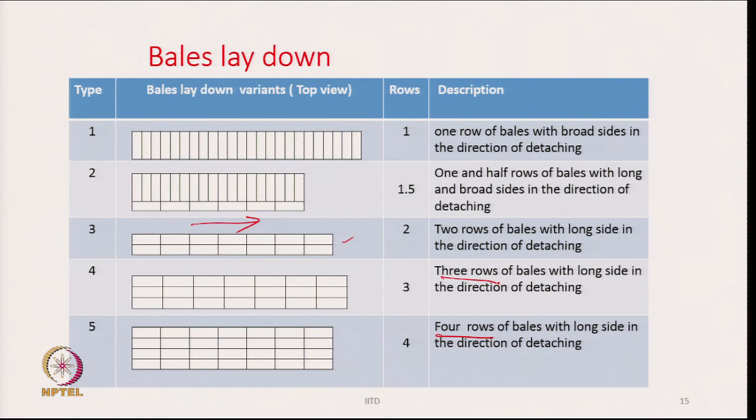So, there are different ways in which the bales can be laid down, because ultimately what we have to see, for a given length of the track, we have to accommodate as many bales as possible, so that we can take material from a large number of bales. If we can take material from a large number of bales and can mix the tufts, then there will be consistent quality of yarn produced. So, from the point of view of consistency in the quality of the final yarn, it is better to take more bales.